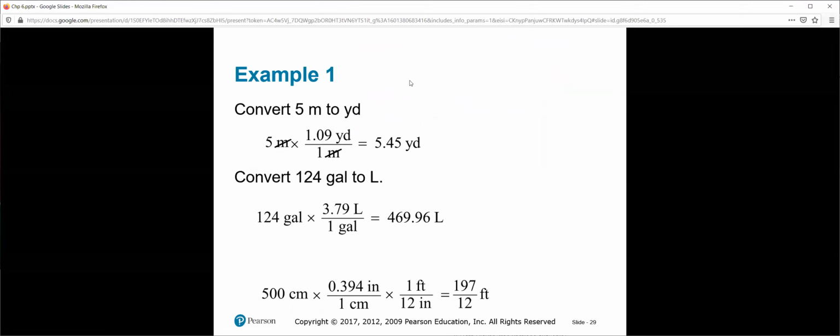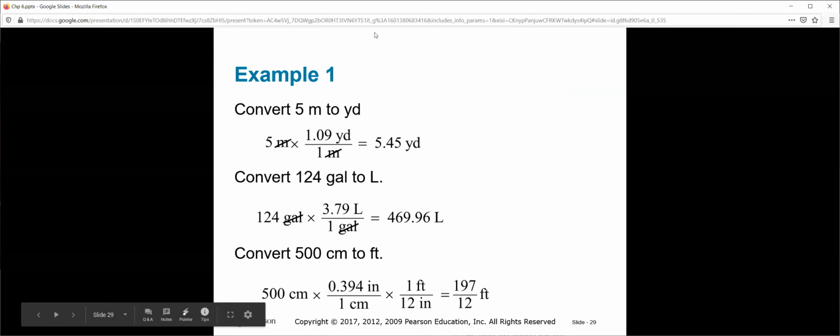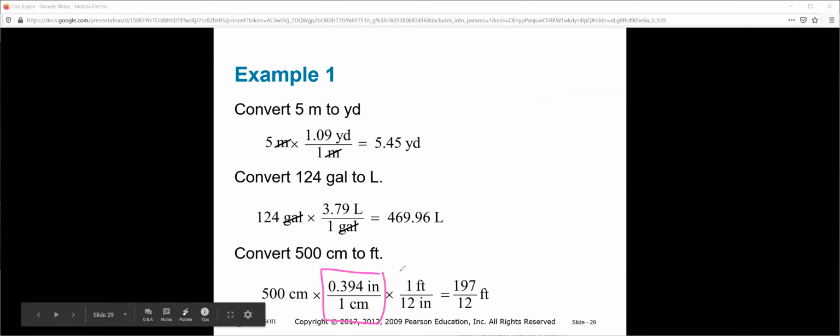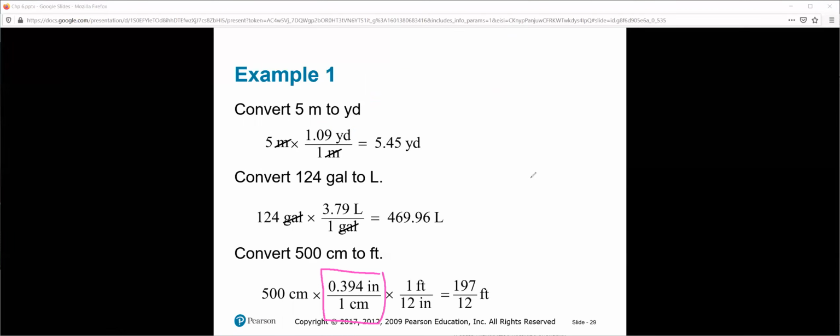Convert 125 gallons to liters, right? Go back, figure out your liter to gallon ratio, choose your favorite one, make sure your units cancel. Centimeters to feet: in this case, this example uses an intermediary of inches to centimeters, because feet and centimeters don't play that well, but inches and centimeters do, and feet and inches do. So they use a mid-step there, and it's all about figuring out what you need, building your equation, making sure it works out.